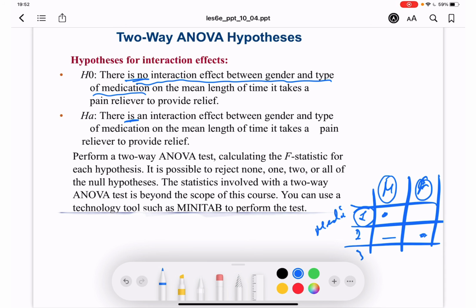Okay? So we are going to perform a two-way ANOVA test and calculate F statistics for each hypothesis, to see if it's possible to reject none, one, two, or all of the null hypotheses. The statistics involved with the two-way ANOVA test are beyond the scope of this course. But we can use StatCrunch, and we will successfully do our two-way ANOVA.